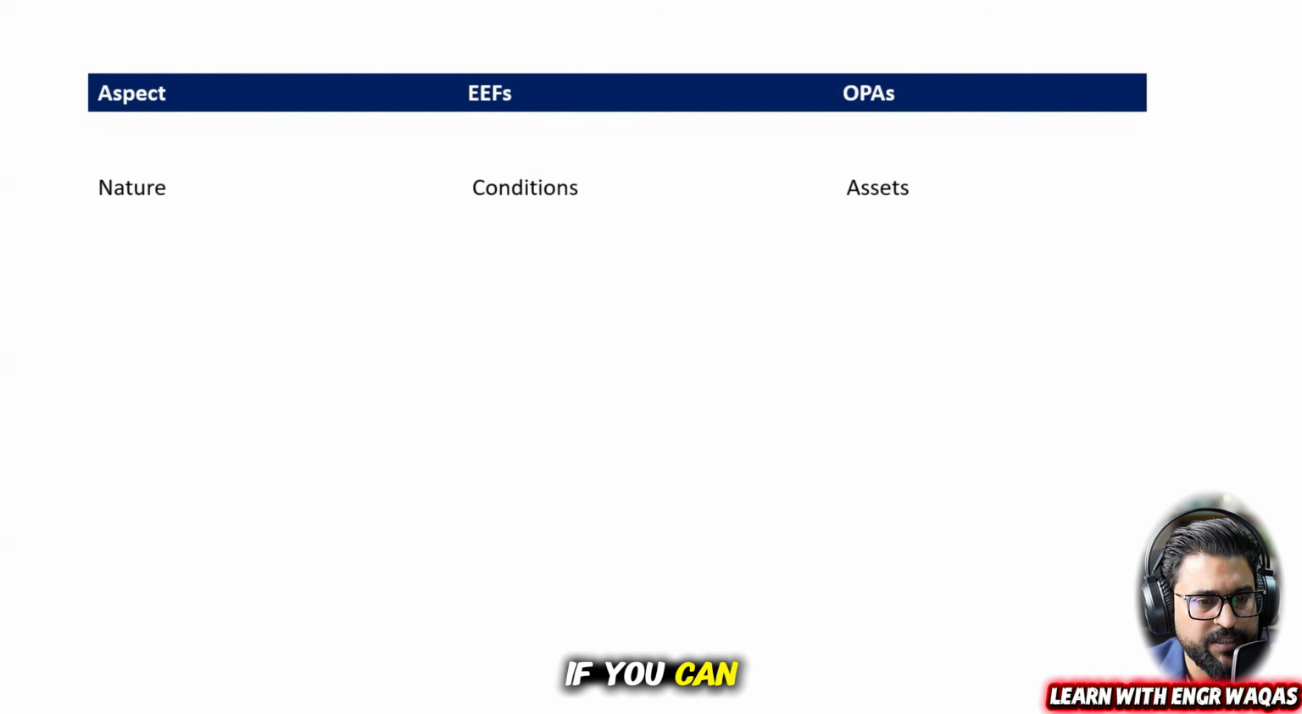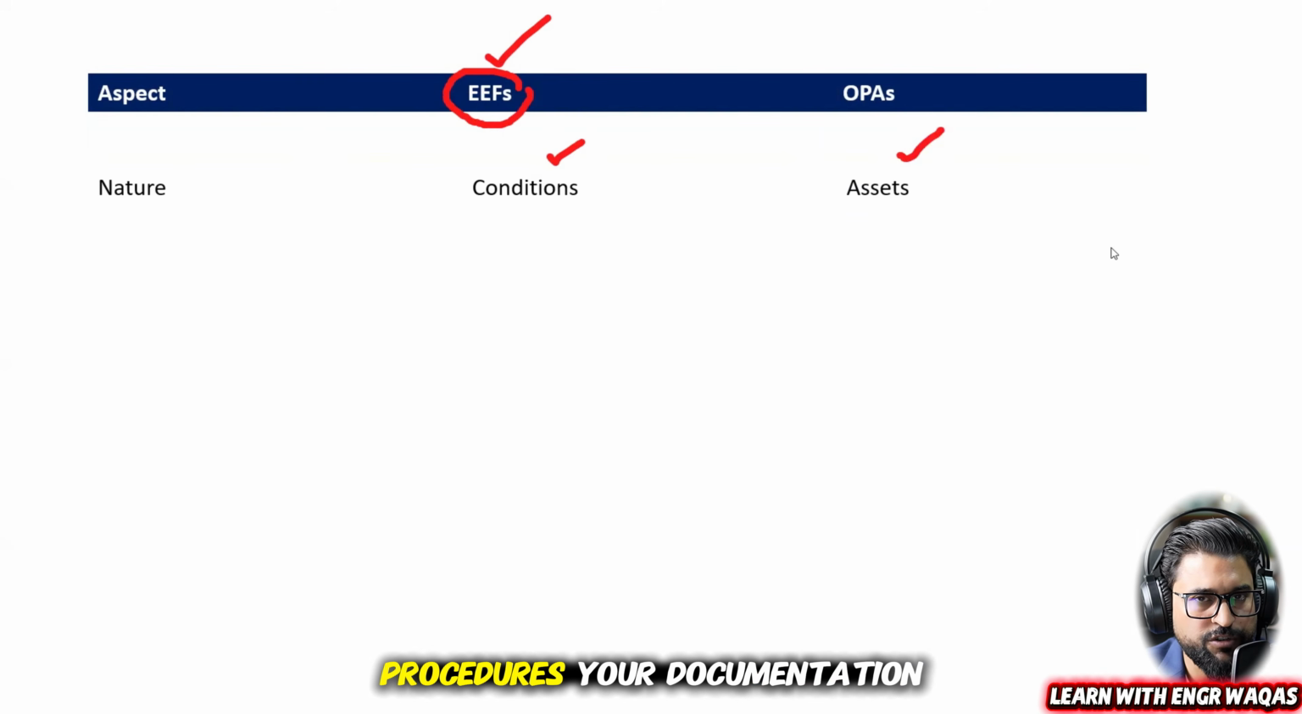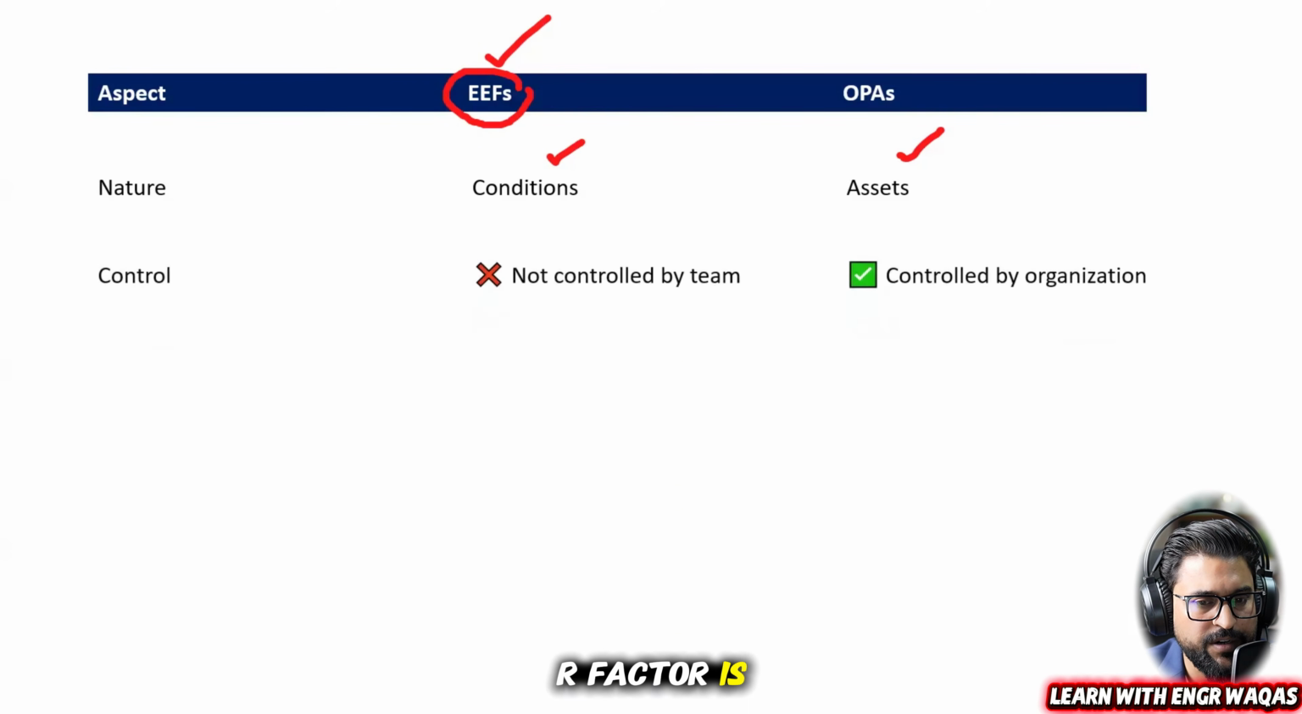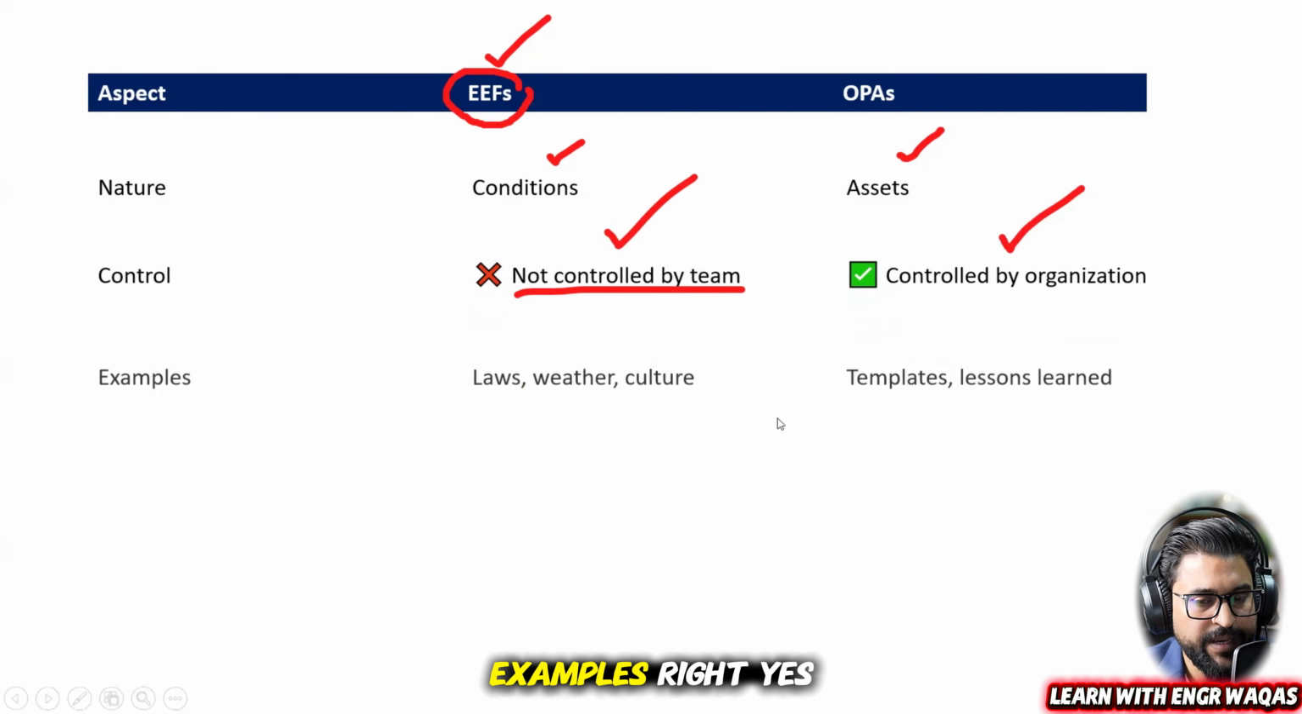Nature wise, if you look at the category of internal environment factors, enterprise environmental factors are going to define project conditions, whereas organizational process assets are going to maintain your project assets as templates, policies, procedures, and documentations. They are actually your project assets. Then the other factor is how they are going to control your projects. Enterprise environmental factors are not controlled by the project team, whereas organizational process assets are totally in our control.